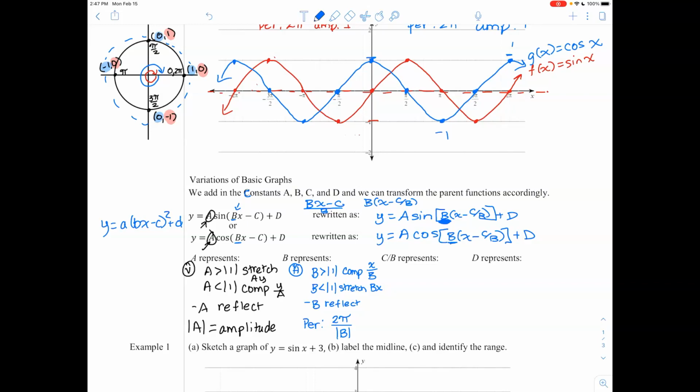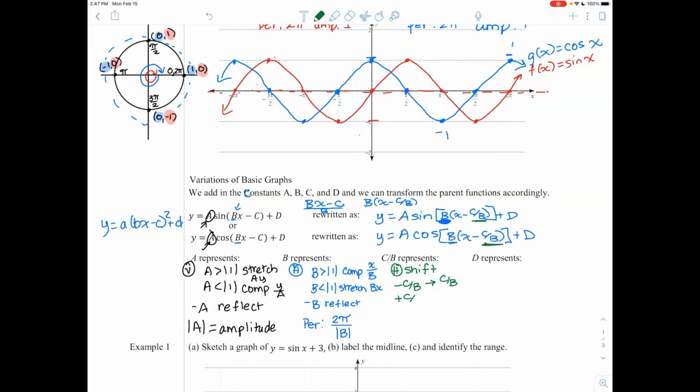All right, moving on to the c over b, and I'm looking at this over here. This is also inside the parentheses, so it's horizontal, and it's your horizontal shift. So I'm going to write that as a horizontal shift. Now remember, when you're in the parentheses, everything's opposite. So if it's minus c over b, you're going to go right c over b.